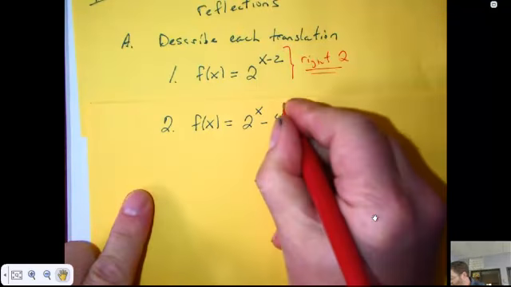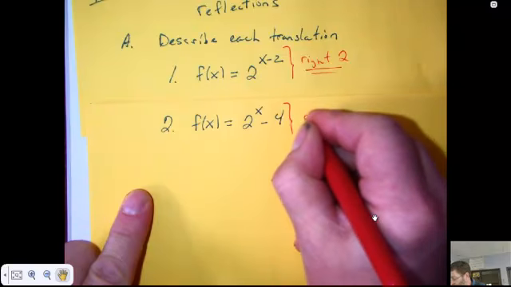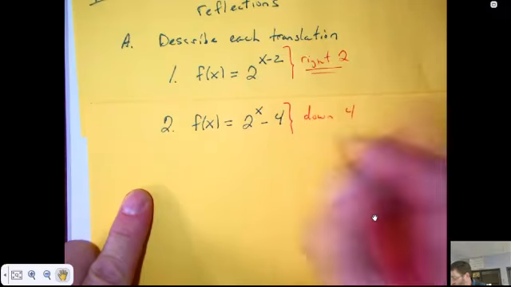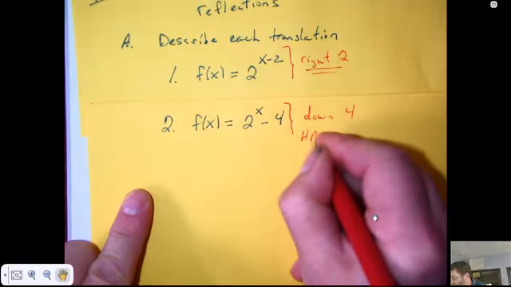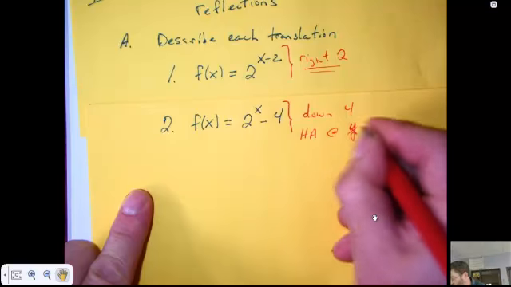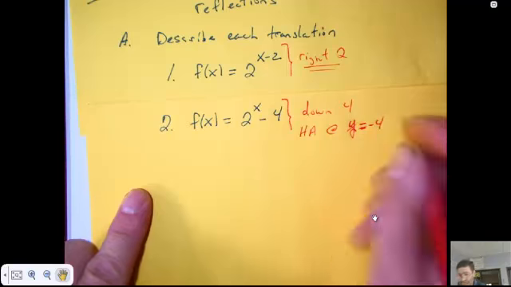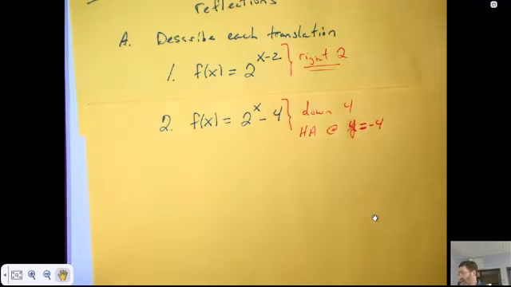Now, remember that if I do move it down, it changes the horizontal asymptote. So now the horizontal asymptote is at y equals negative 4. It moves the whole thing down. If I would add, it moves it up.